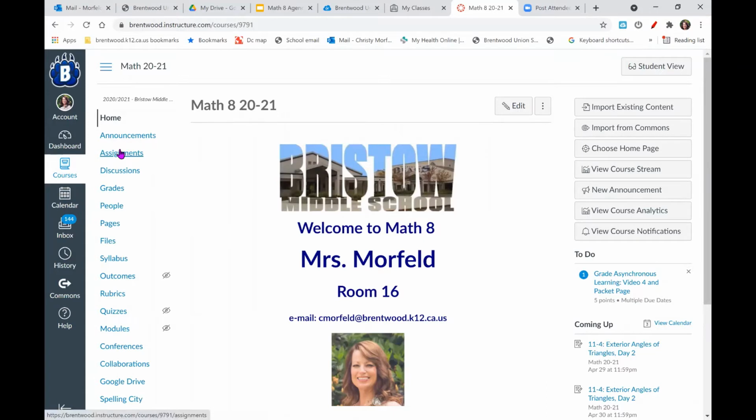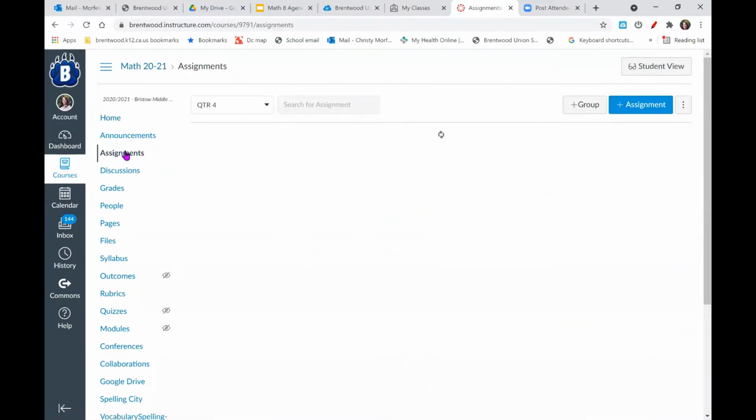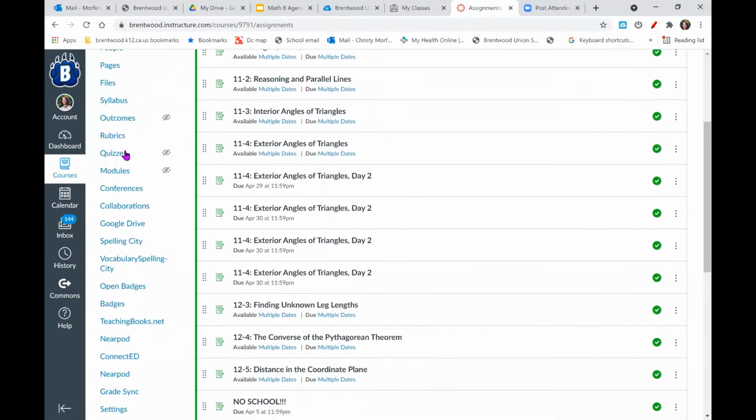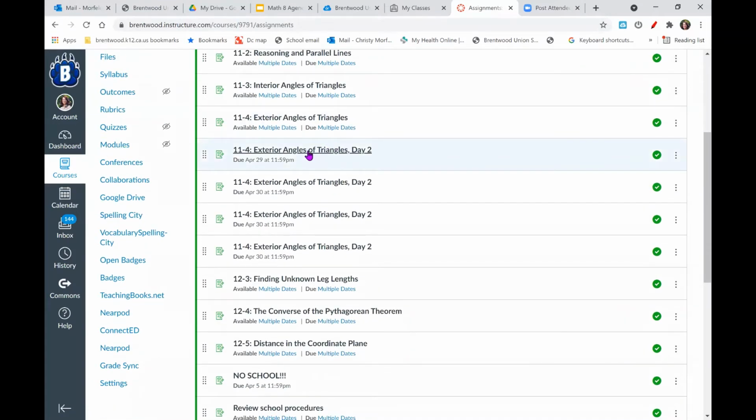And you want to go to your assignments. There's another way to go to it, but for me, the only way I can go to it is the word over here, assignments. So open up your assignments. And then you want to look for today's assignment, which is 11-4, exterior angles of triangles, day 2.